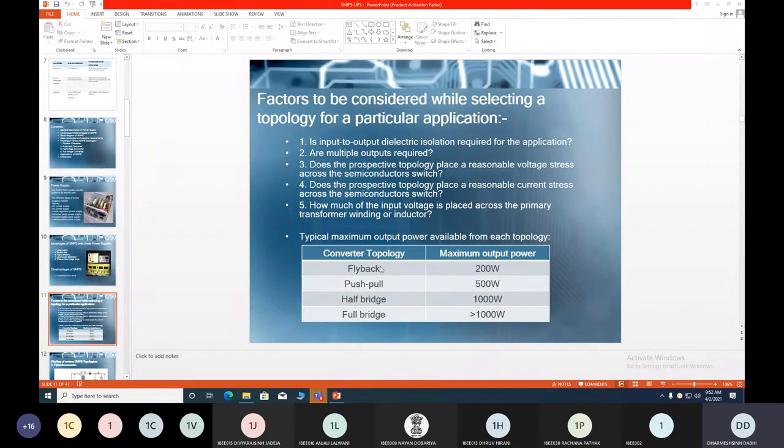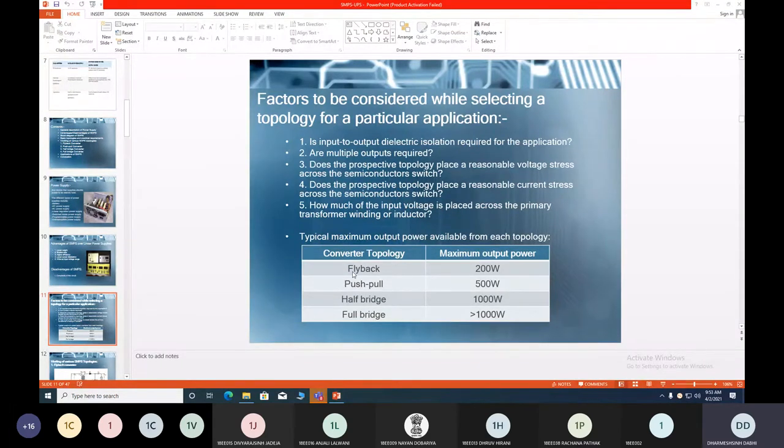So the different topologies of SMPS have different power ratings. Like the flyback SMPS can operate up to 200 volt, push pull SMPS works at 500 volt, half bridge operates up to 100 volt, whereas full bridge SMPS can be operated at more than 1000 volt. So depending upon the power requirement at the DC side, you can select the type of SMPS topology. Clear? Do all of you understand up to this point?